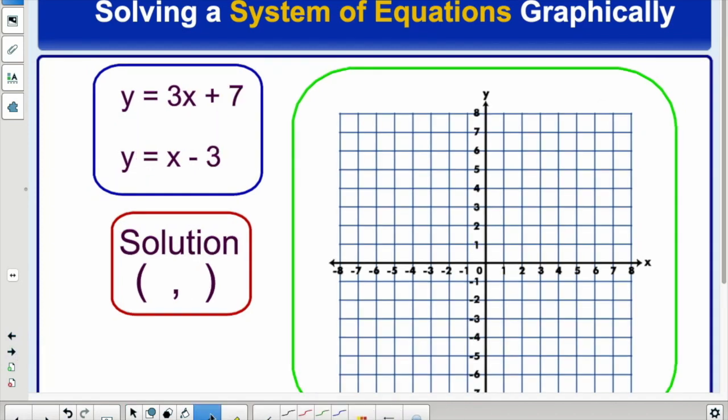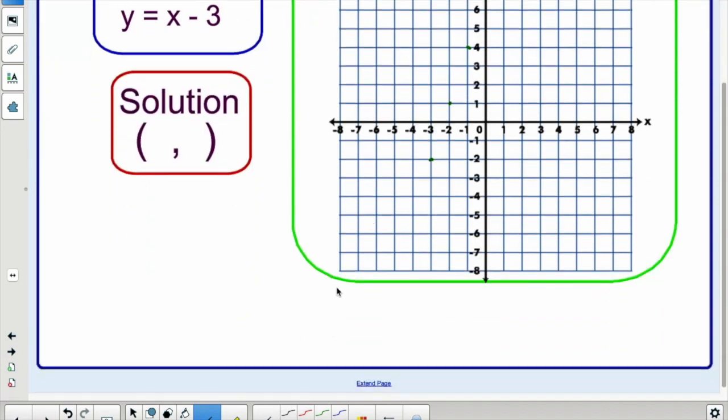Next example, I'm going to graph the first one in green. So that's going to start at 7. Technically, I'm going up 3 over 1, but that would be off my graph. So I'm going to go in the opposite direction. I'm going to go down 3 over 1 to the left, down 3 over 1 to the left, and I'm just going to continue that line and fully extend it. And then I'm going to draw my line going through.